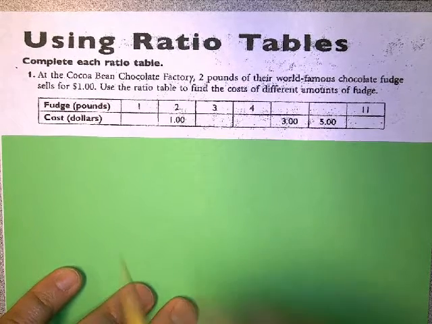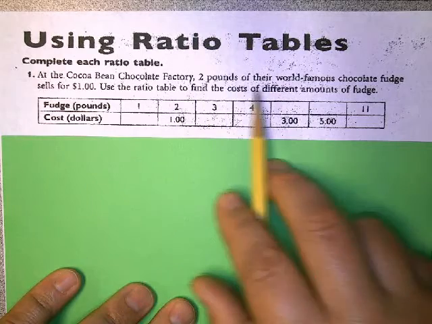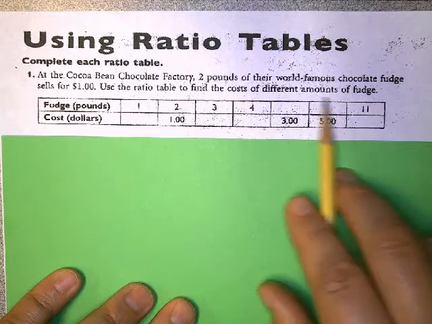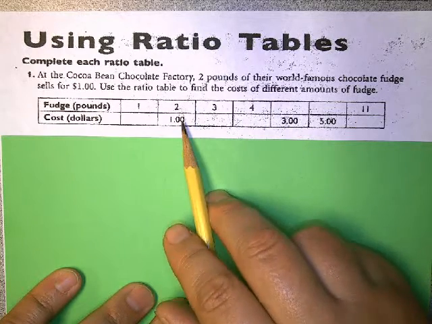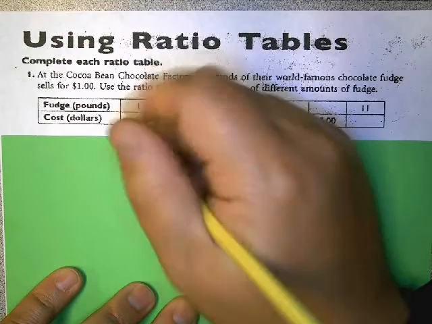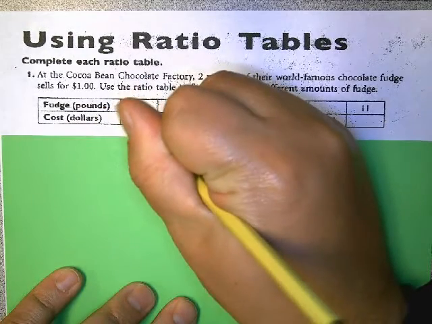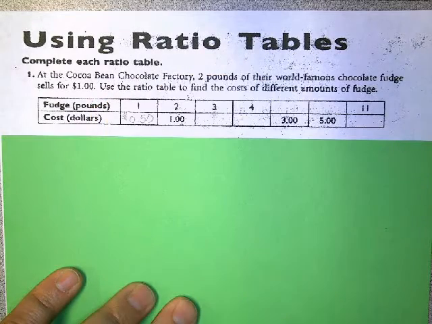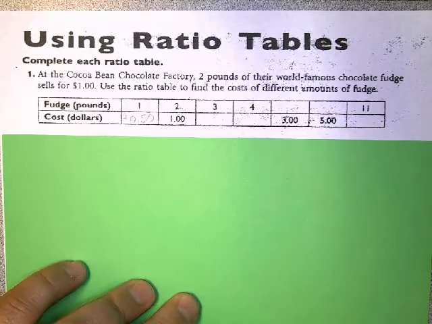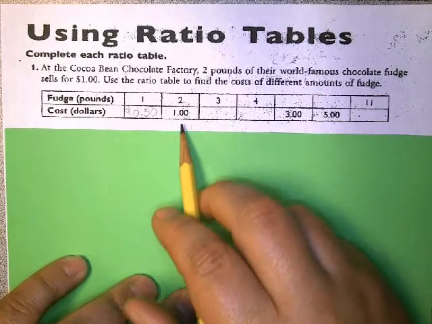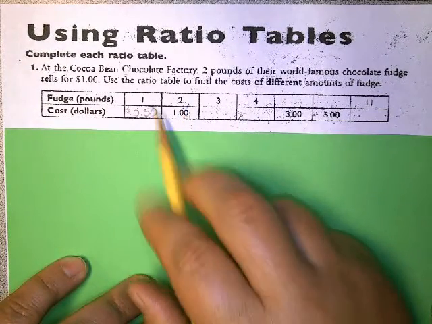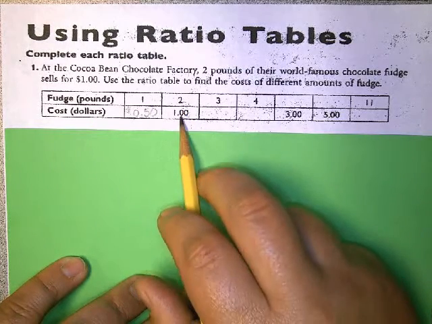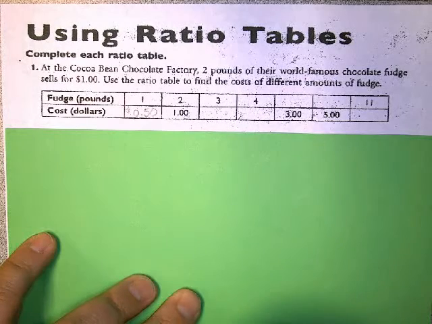I found this page online, and let's just work through it. At the Cocoa Bean Factory, 2 pounds of the world-famous chocolate fudge sells for $1. Use the ratio table to find the cost of different amounts of fudge. So if 2 pounds is $1, I know that 1 pound is going to be 50 cents. And I put 2 decimal places for money. That's very important, because we are talking about money there. And so all I did was divide by 2. 2 divided by 2 is 1, and 1 divided by 2 is 50 cents.